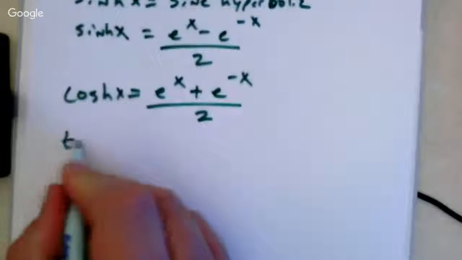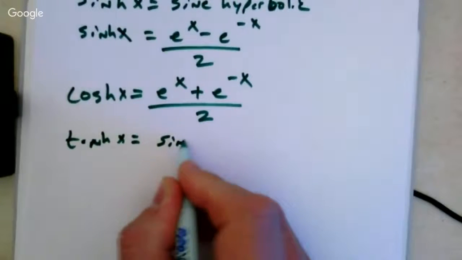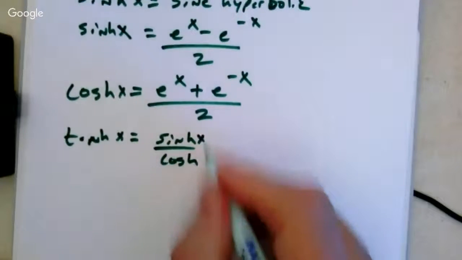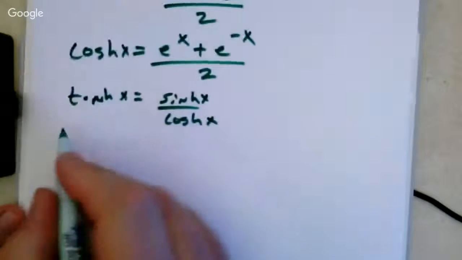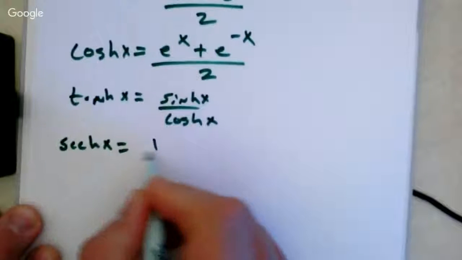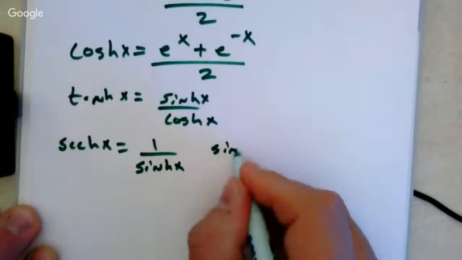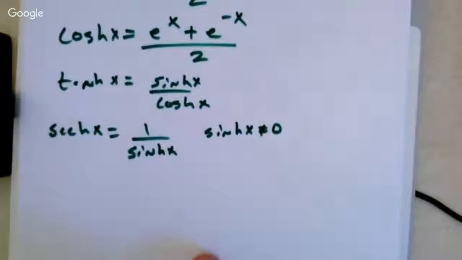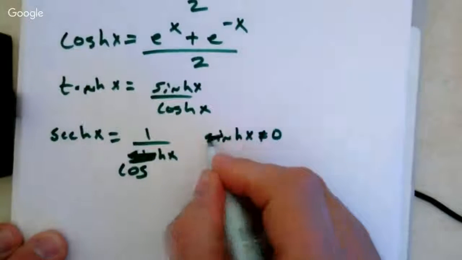And of course, tangent hyperbolic. This one's the same as it was before. That's equal to sine hyperbolic over cosine hyperbolic. And then just like before, secant hyperbolic is equal to 1 over the cosine. Oops, that is cosine.